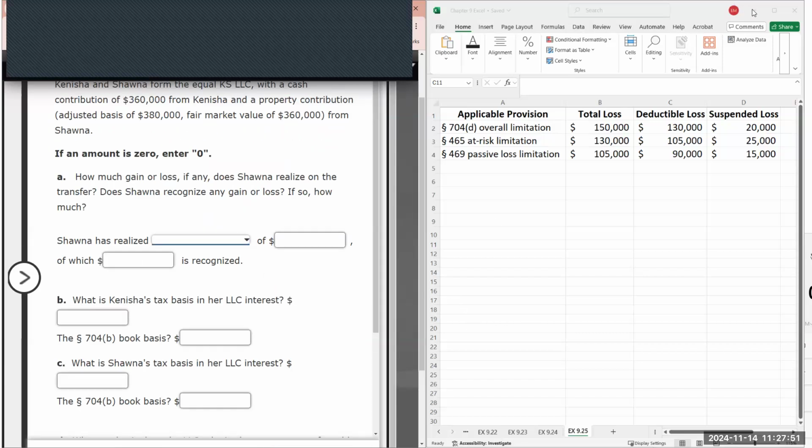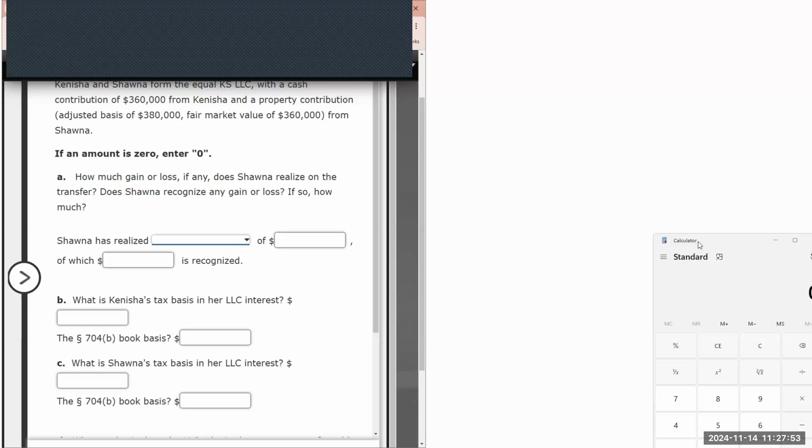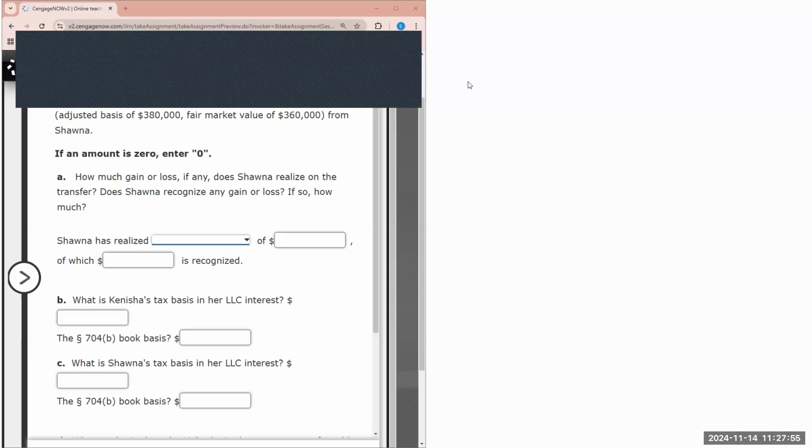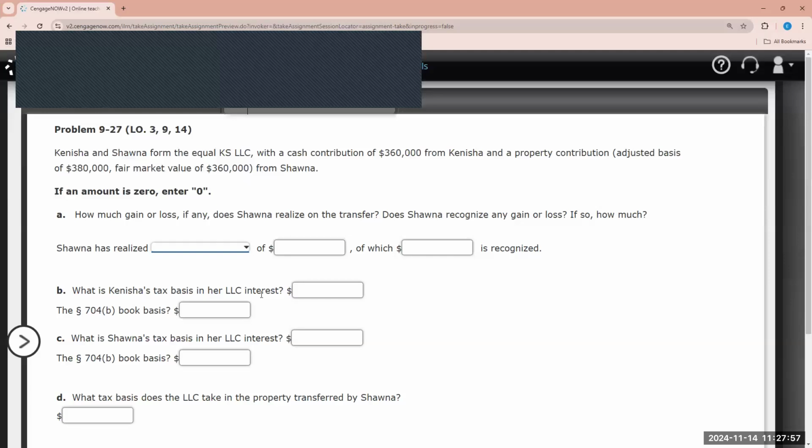All right, so this brings us to our last question for Chapter 9, Partnership Formation, Operation, and Basis. Here it states, A, how much gain or loss, if any, does Shauna realize on the transfer? Does Shauna recognize any gain or loss? If so, how much? B, what is Kanisha's tax basis in her LLC interest? C, what is Shauna's tax basis in her LLC interest? And D, what tax basis does the LLC take in the property transferred by Shauna?